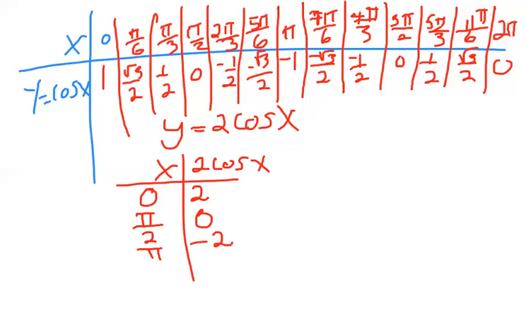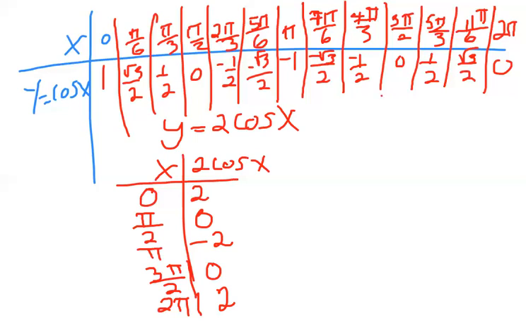Now, guys, be careful, okay? 3 pi over 2. That's going to give us what? 0. And then 2 pi, that's going to give us what? Okay, that's going to give us another 2, guys. So that's the full period, the full cycle for cosine.